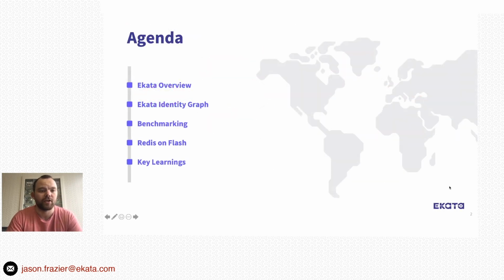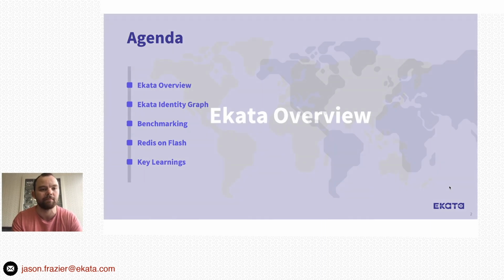So here's a quick agenda just before we get started. I'm going to start off by giving a brief overview of what Ekata is, who we are, and what we do in general. Give a little background history about our identity graph. I'm also going to talk about some benchmarking we did before we ended up on Redis on Flash. Then also just talk about Redis on Flash in general a little bit, what made it attractive to us and why we decided to go with this solution. And at the very end, I'm going to be talking about some key learnings, basically things that we've learned along the way since actually implementing the solution roughly 2 years ago at this point.